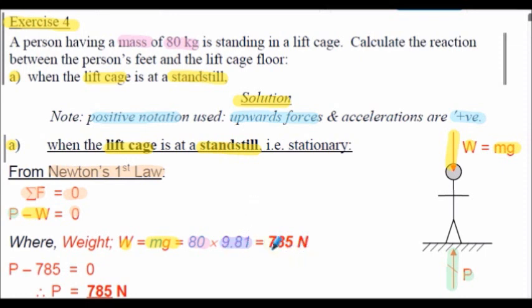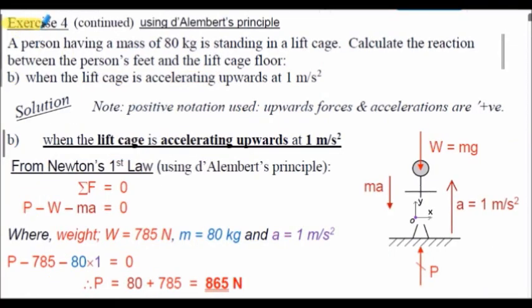So we can calculate the weight force, 785 newtons. And rearranging the above equation, we can clearly see that the reaction from the lift on the person is 785 newtons. So exercise 4, part B solution.